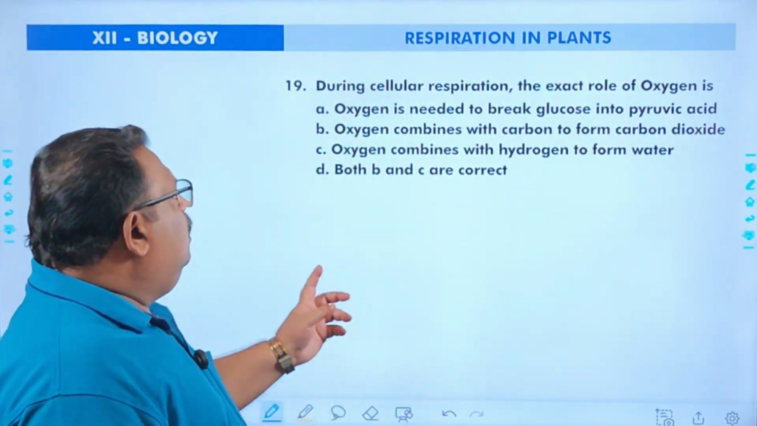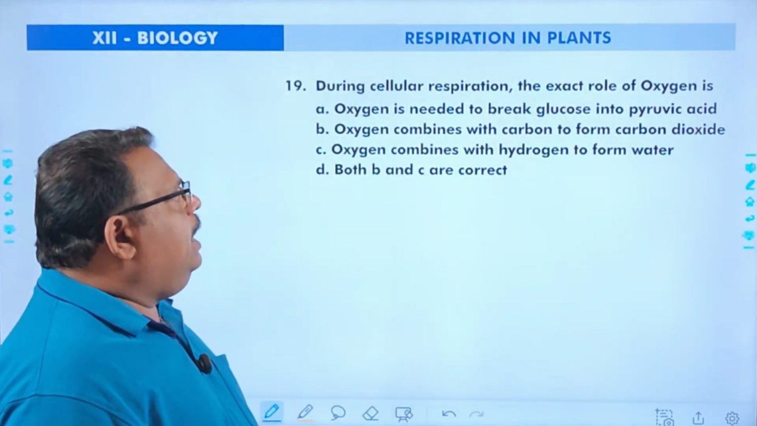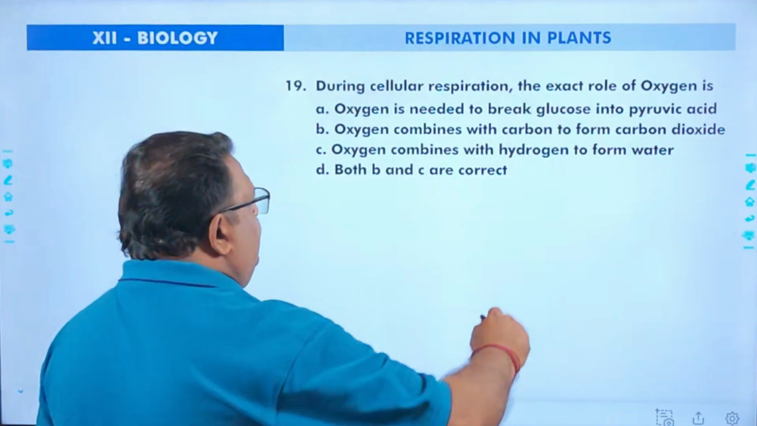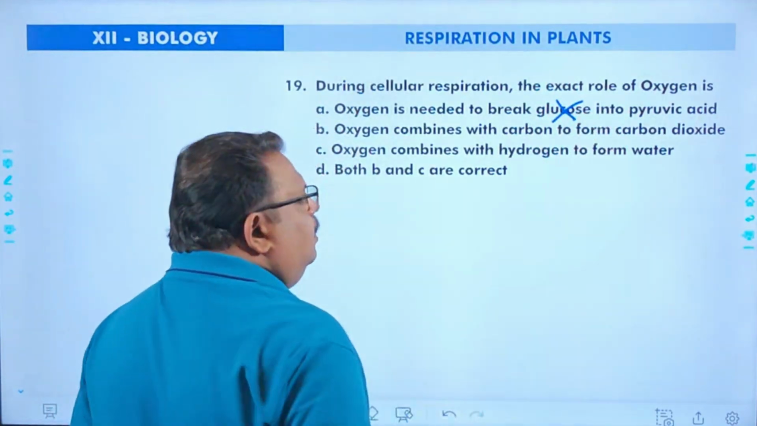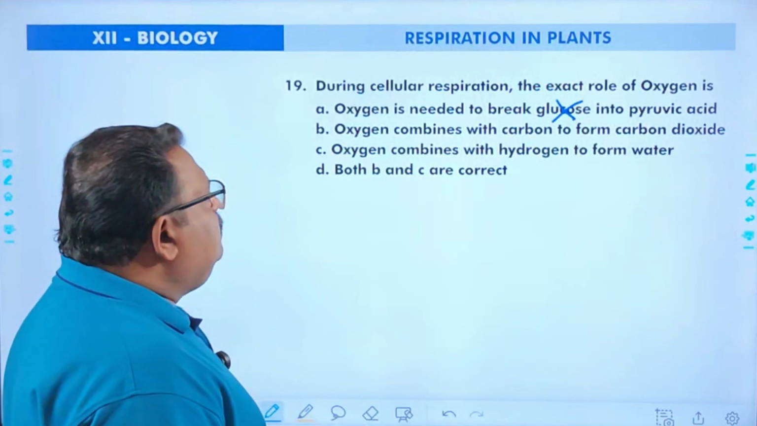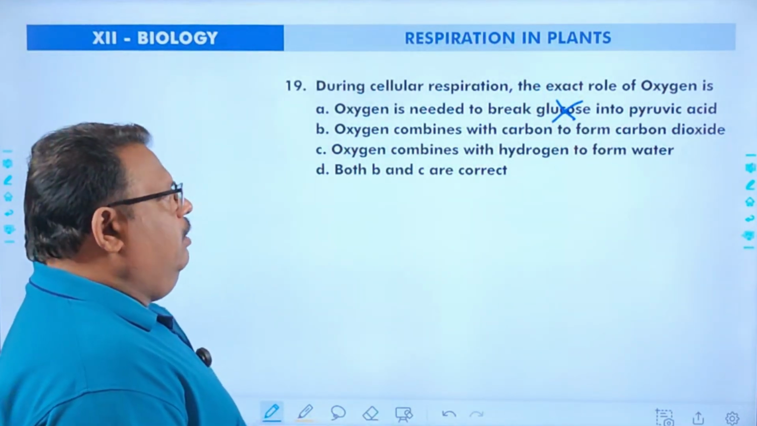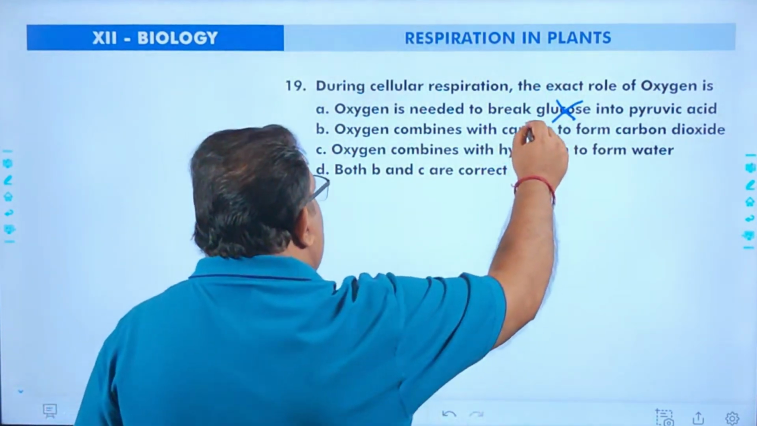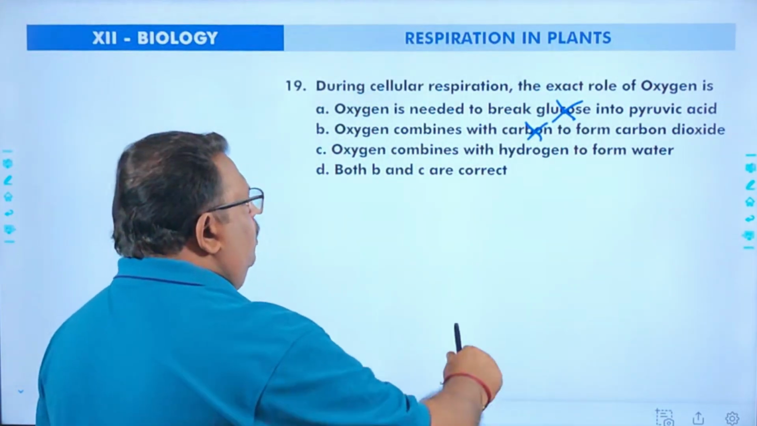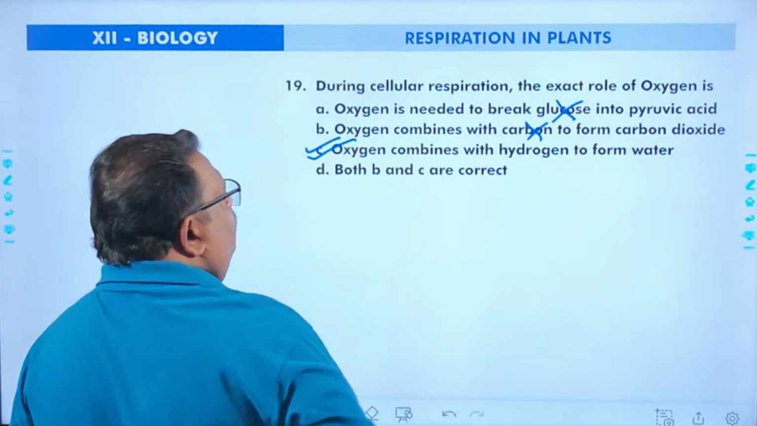Next one. During cellular respiration, the exact role of oxygen. Oxygen is needed to break glucose into pyruvic acid. No, oxygen is not needed. It's an anaerobic process. Oxygen combines with the carbon to form carbon dioxide. Oxygen is not combining with the carbon forming carbon dioxide. Oxygen combines with the hydrogen to form water. So that is the correct answer.